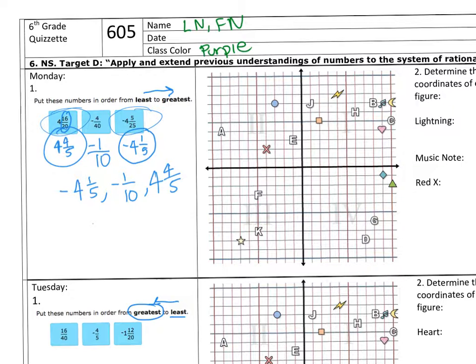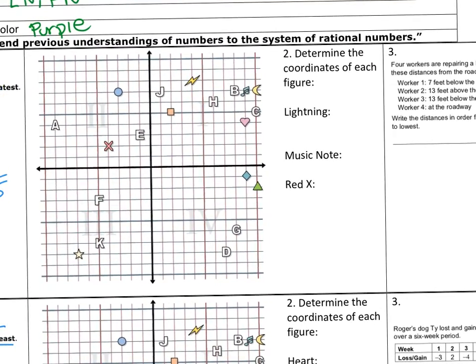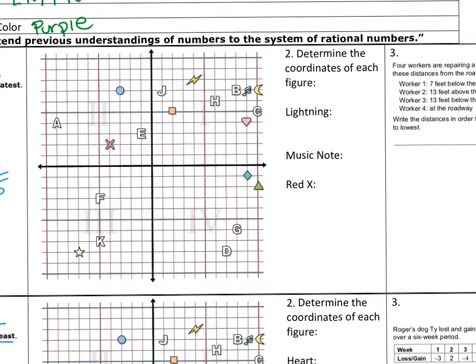Number 2 is going to ask you for the coordinates of the figures or the letter. So the first one is saying lightning. So you would locate lightning. And when you write a coordinate, I don't know if you guys know this, you write it in order from X and Y. This is the X axis and this is the Y axis. Go ahead and write this down.